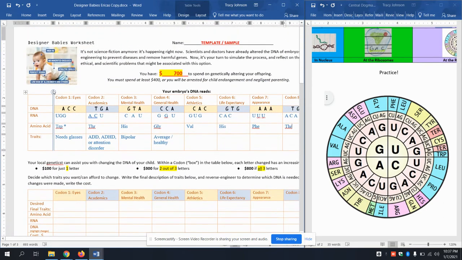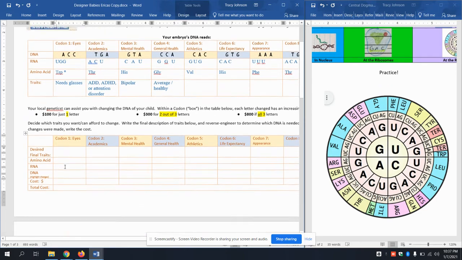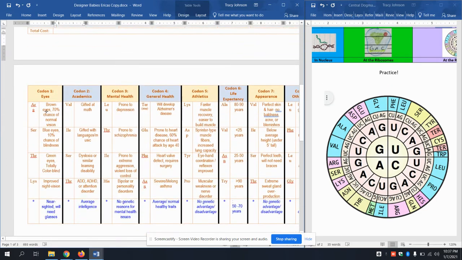I have $700 to spend. Let's say that my priority as a parent is to make sure that my kid is not a nerd. So I do not want my kid to have glasses. I need to fix that. So if my codon 1 is where I want to spend my money, I really, really want to fix his glasses issue. I'm going to go down here to codon 1, eyes, and I'm going to see, oh, you know what? I've always wanted a kid with blue eyes. That's what I want.